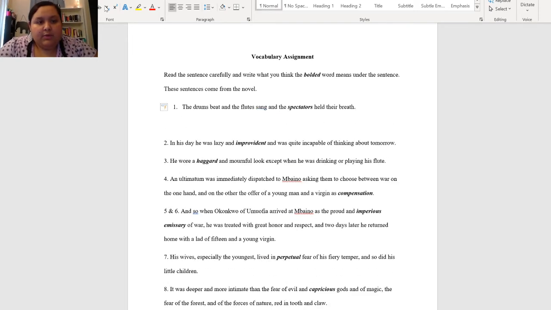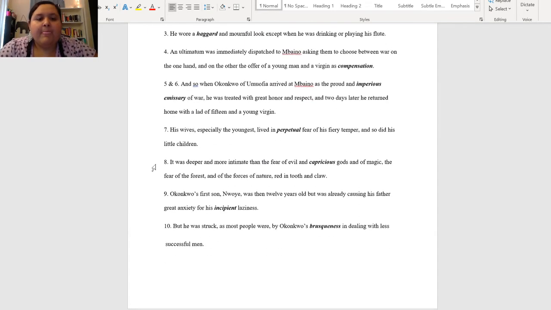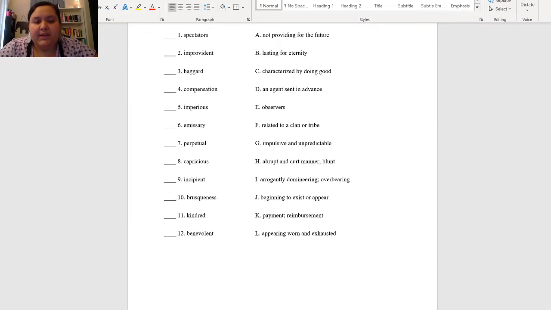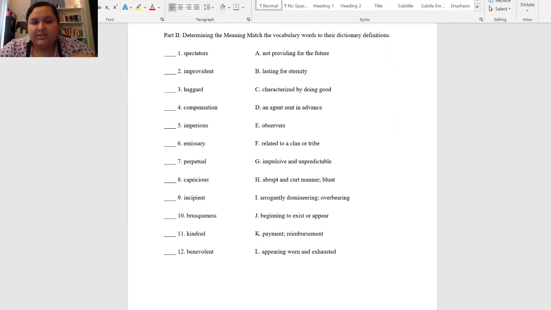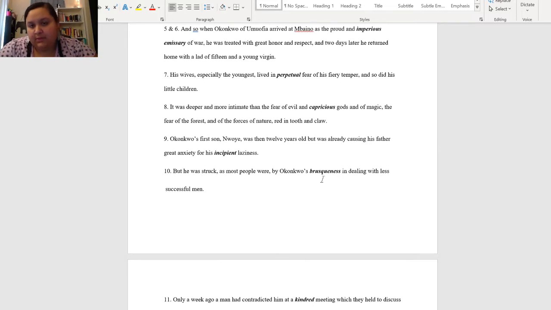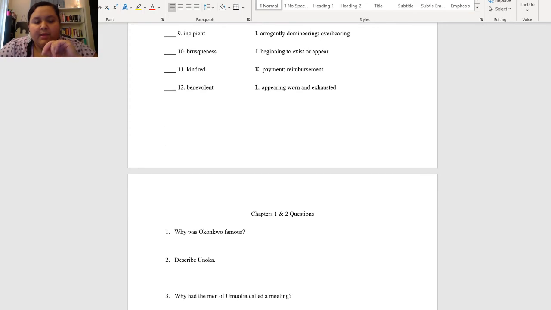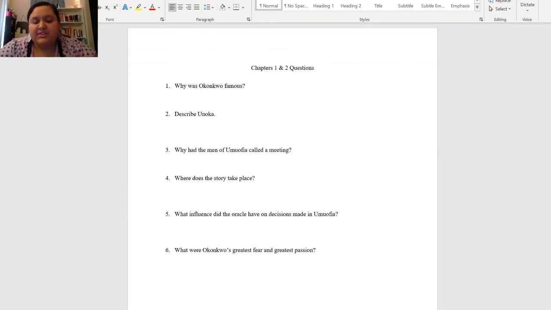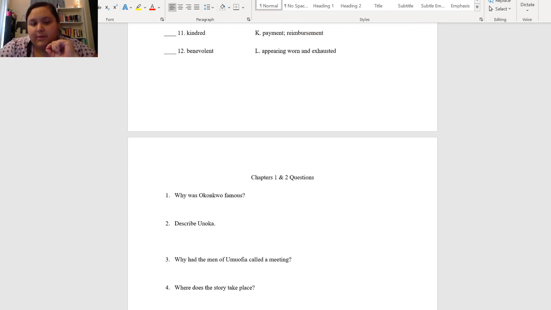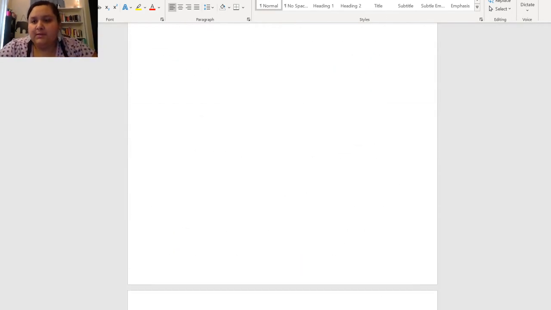And then when you go down a little farther, the next page is continued vocabulary. This is just a match. Now that you've written what you believe those words mean, you'll do a matching game basically down at the bottom. And then there are the 6 questions for chapters 1 and 2. Okay, so those are the 4 pages for the assignments for this week.